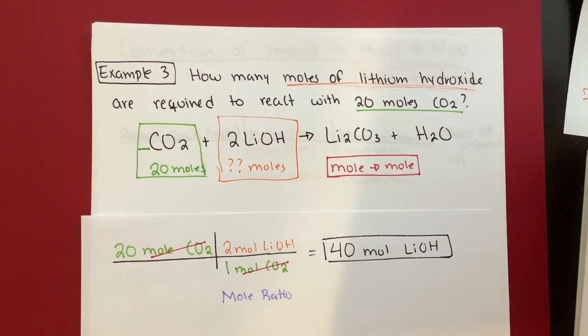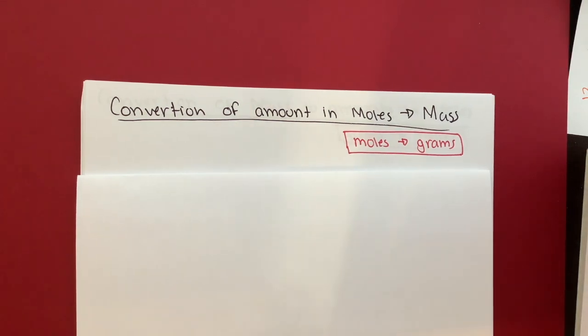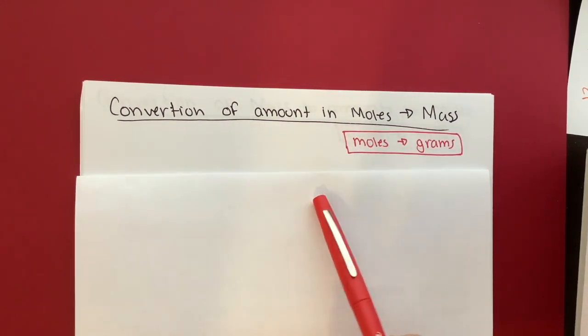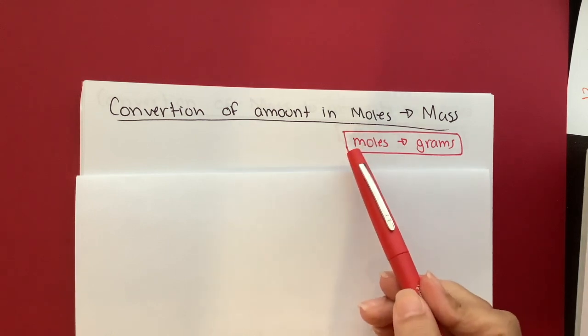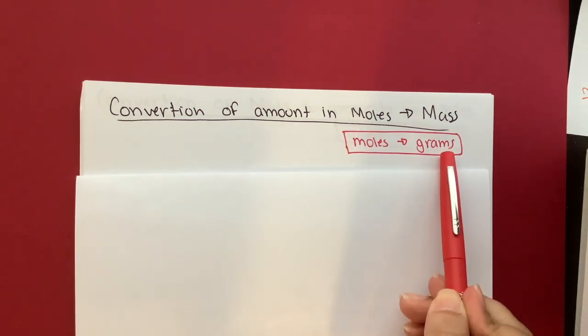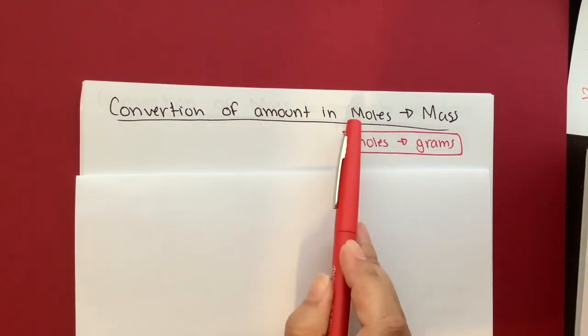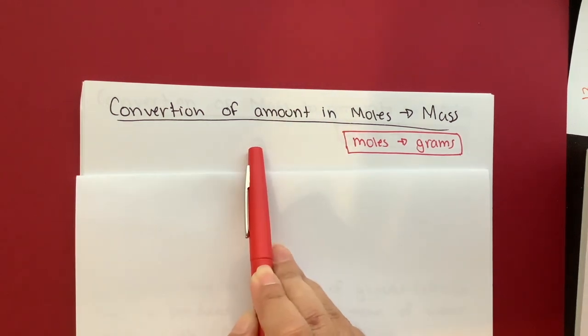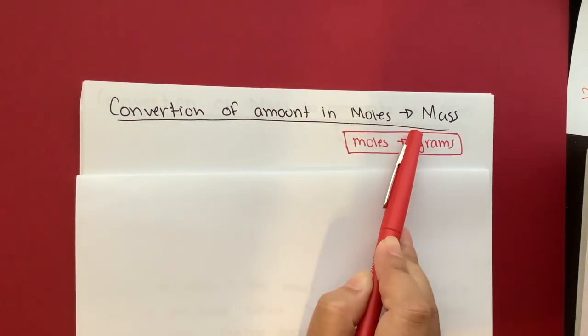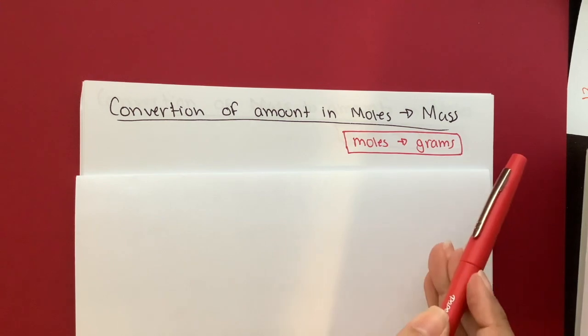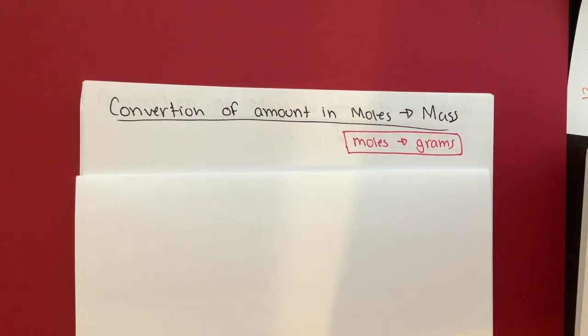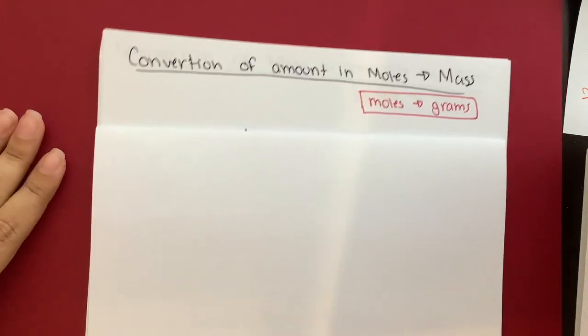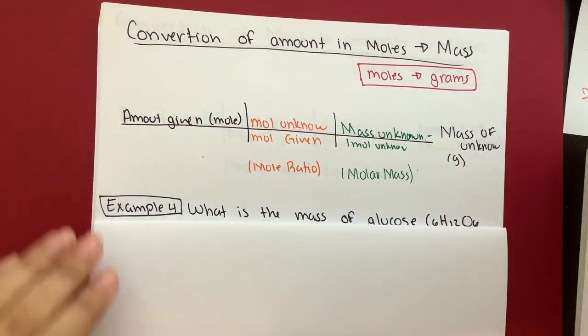And that's it. So like I said before, in stoichiometry, there's 4 different types of problems. We've already gone through the first type, which was mole to mole. Now we're going to go into the second type of problem that we can have, which is moles to grams. So here we're going to be converting from moles of one element or compound to the mass of another element or compound in a balanced chemical equation.